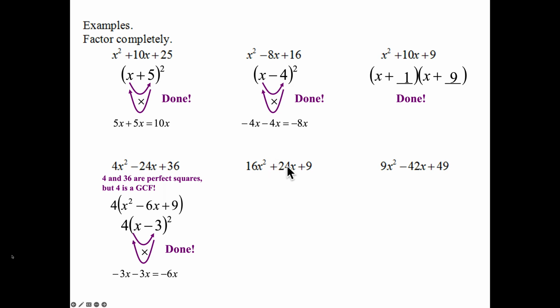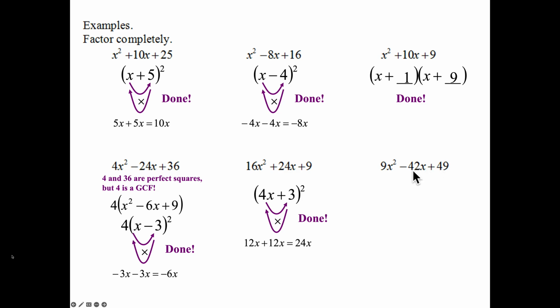16x squared plus 24x plus 9. Perfect square, perfect square. Okay, the square root of 16x squared, 4x, square root of 9 is 3. Plus on the middle term. Check your middle term. 4x times 3 is 12x. Double that to 24x. It's a match. We're done.